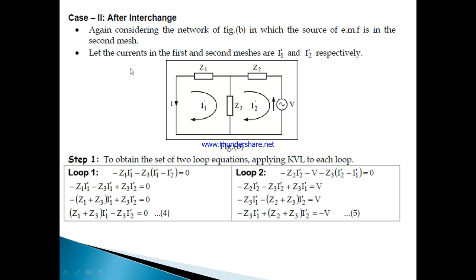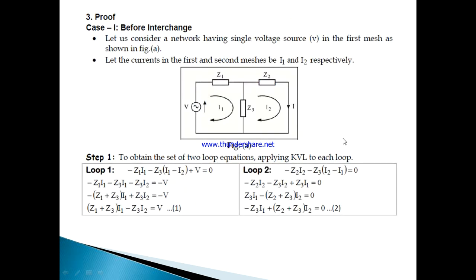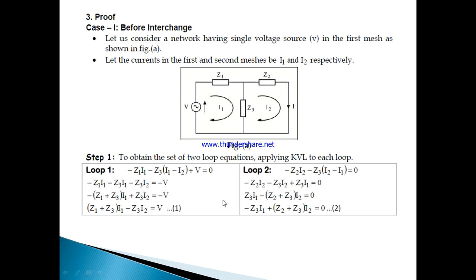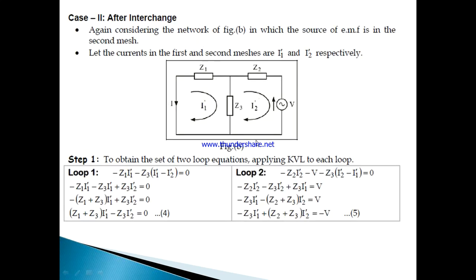I assume the currents through the loops are I1 dash and I2 dash in case 2. Both are flowing in the clockwise direction, I am assuming. The directions we are not going to change. The response flows downwards, so I take the response direction downwards here. The source direction I am also not going to change. The source is presented in the upward direction, so here also I consider it as upward.